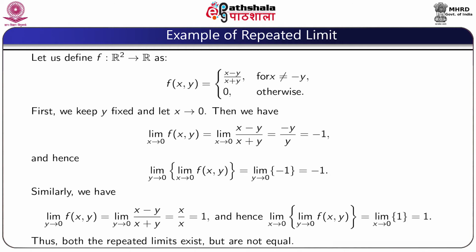Now, another example. We define a scalar field f from R2 to R as f(x, y) equals (x plus y) by (x square plus y) for x square plus y different from 0, otherwise it is 0. We can check limit y tending to 0, limit x tending to 0 of f(x, y) is 1, but limit x tending to 0, limit y tending to 0 of f(x, y) does not exist. This example shows that it may so happen one of the repeated limits exists, but the other does not.